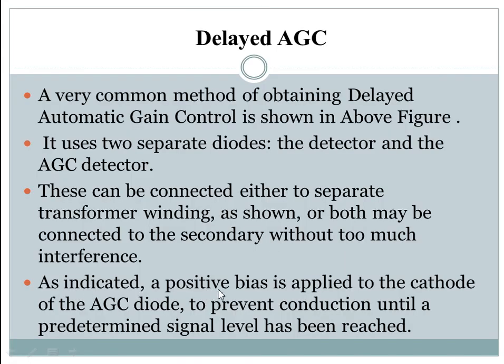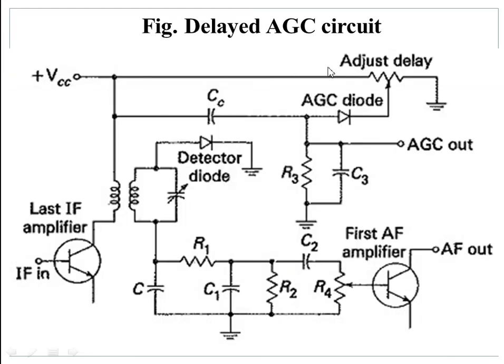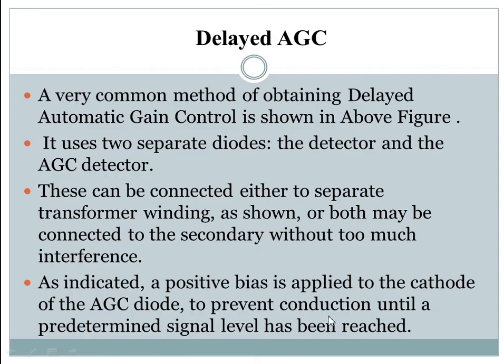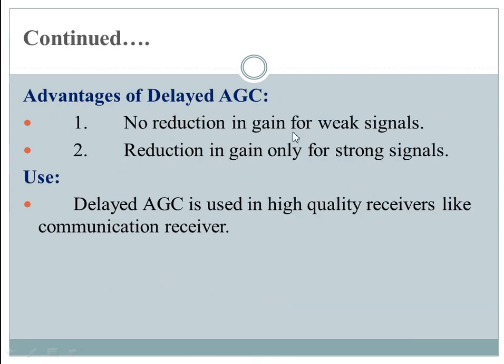Next, as indicated, a positive bias is applied to the cathode of the AGC diode. You can observe here, plus VCC is applied to the cathode. Positive bias is applied to the cathode of the AGC diode to prevent conduction until a predetermined level. Means, to get the delay, we are using this diode. What are the advantages? No reduction in gain for weak signals. Reduction in gain only for strong signals. This is the main advantage. Delayed AGC is used in high quality receivers like communication receivers. This is regarding simple AGC and delayed AGC.